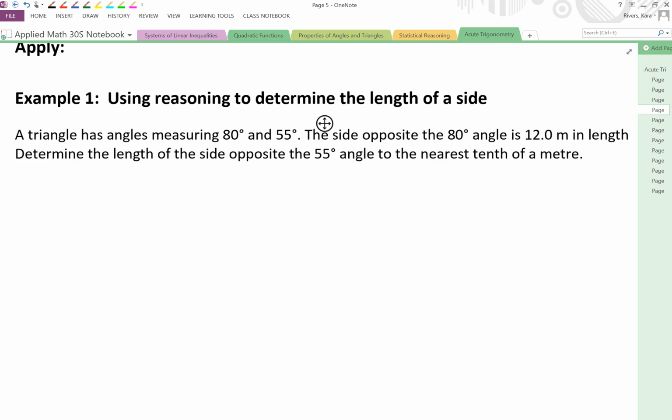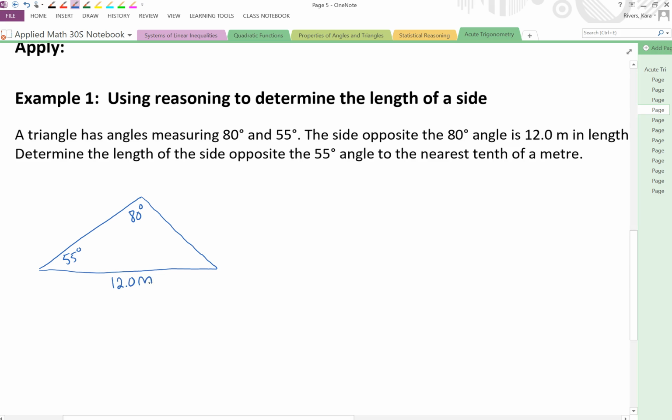Whenever I get questions like this, I always have to draw it. How you draw it doesn't have to be completely to scale, but it gives you an idea of what it's supposed to look like. So if I draw this here, I have my 55-degree angle here, my 80-degree angle up here, and then it says the side opposite the 80-degree angle is 12 meters.